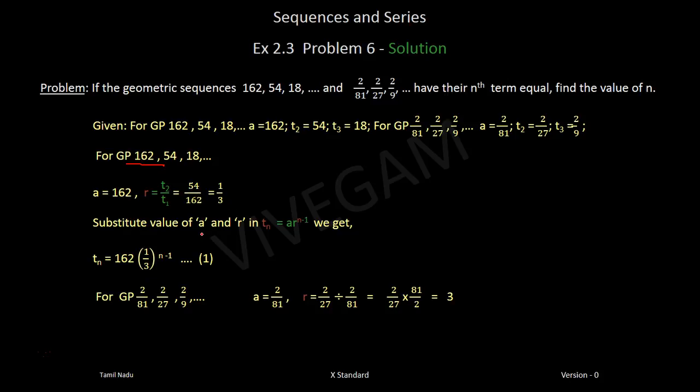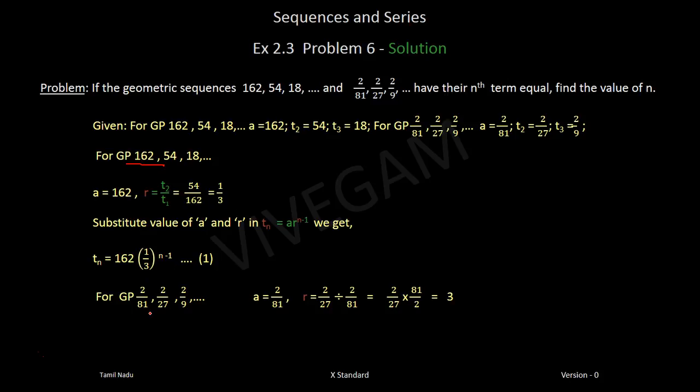And substitute the value of a and r in this equation. Tn equal to a into r to the power of n minus 1. So you'll get Tn equal to a is 162 and r is 1 by 3. 162 into 1 by 3 to the power of n minus 1. Okay, this is equation 1.